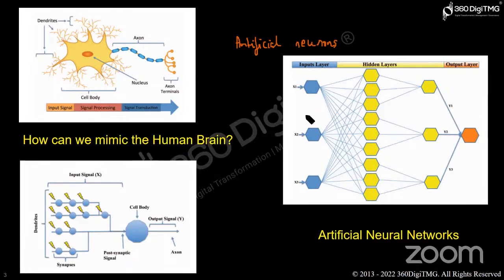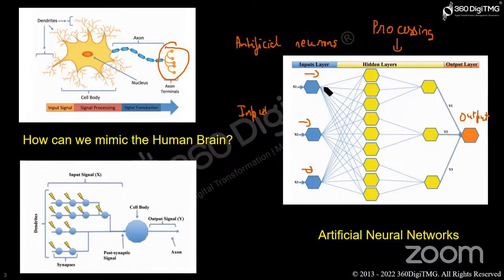These input layers will receive some input, like the name suggests. Within these hidden layers, these two hidden layers, we have the processing happening. And once the processing is happening, we are getting some output. All right. So the same steps as the human brain. You are getting some input, the dendrites are working on it, and then you're getting the final output at the axon terminal. So the same thing is happening here.